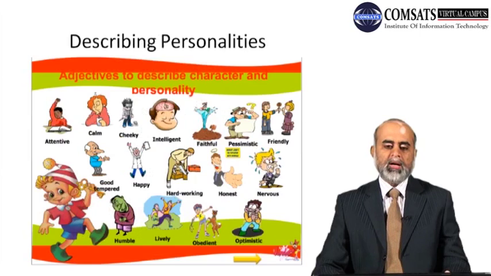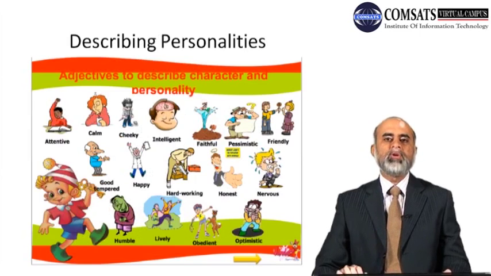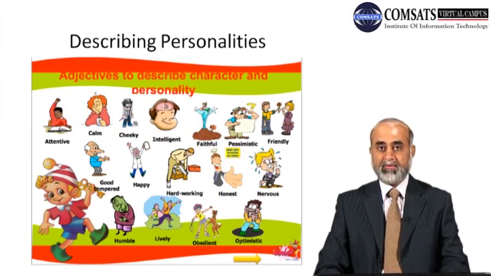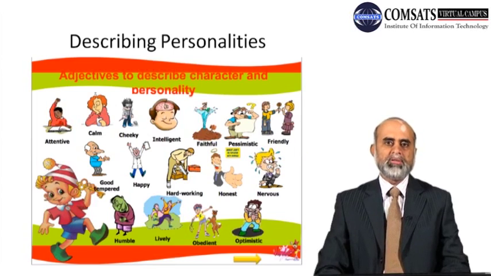Let's move on. All right, so far we have been able to describe the physical appearances of the people and their clothing. Now, what if we want to describe the personality of a person? Okay, different people have got different kinds of personalities. Some people, for example, are really very attentive in the class. You know, some students, they are really very attentive. The others are unattentive. They don't pay attention at all.